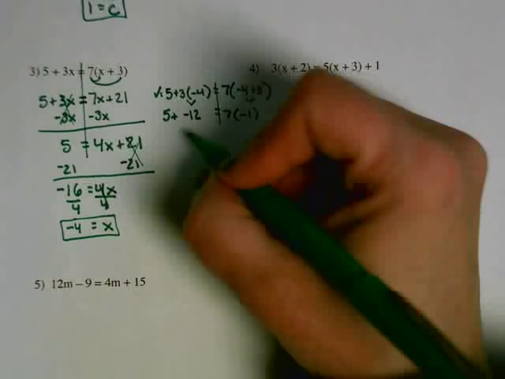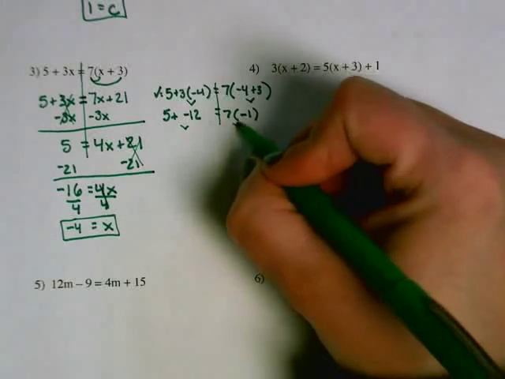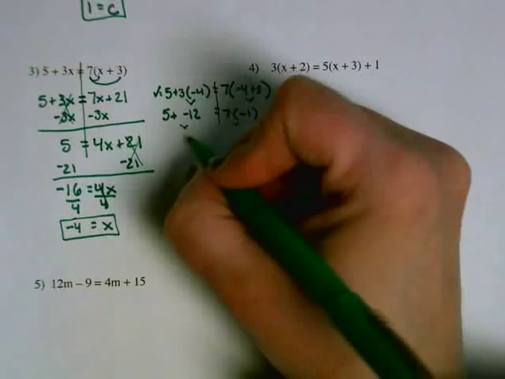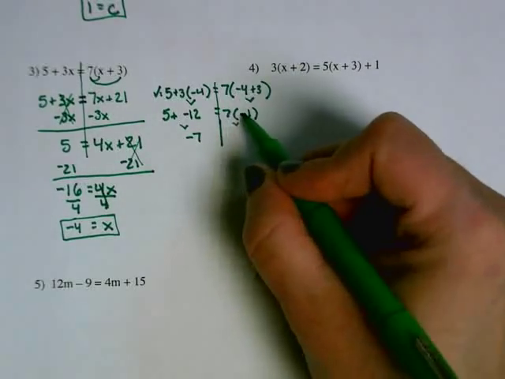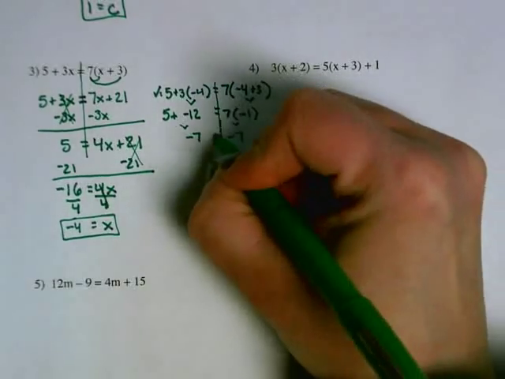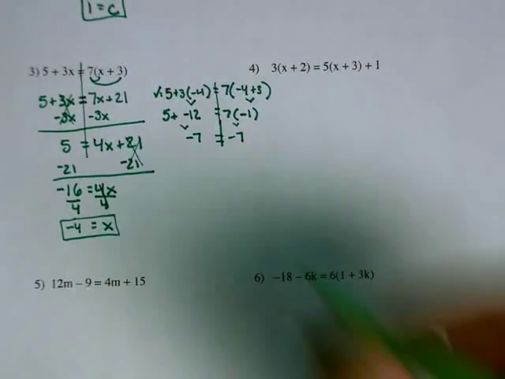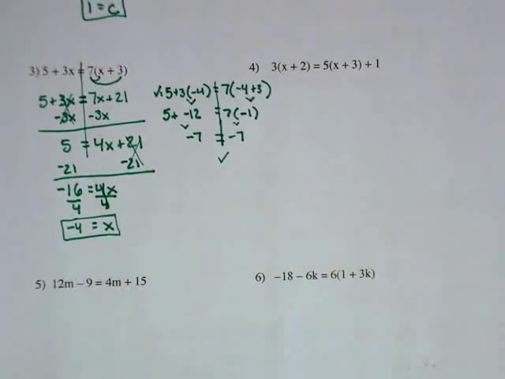All right, now I'm going to simplify each side one more time. What is 5 plus negative 12? Negative 7. Over here, what's 7 times negative 1? Negative 7. Does negative 7 equal negative 7? Sweet. All right, we've checked it. We've made sure that x equals negative 4 is the solution that we want.